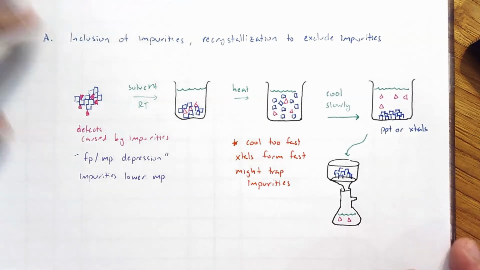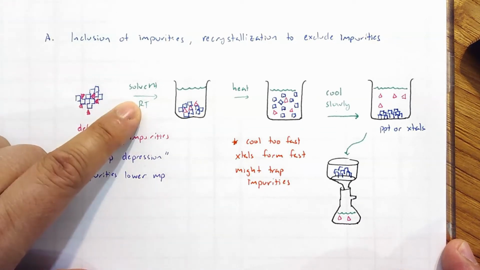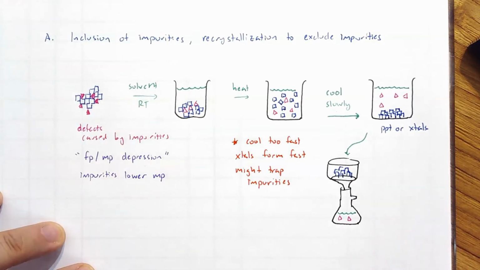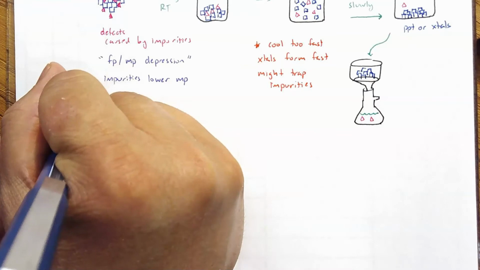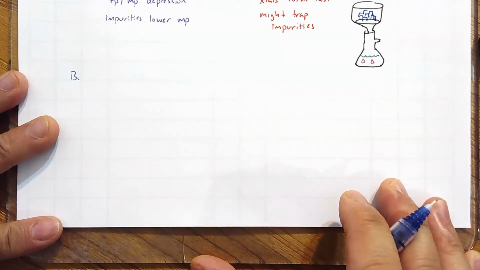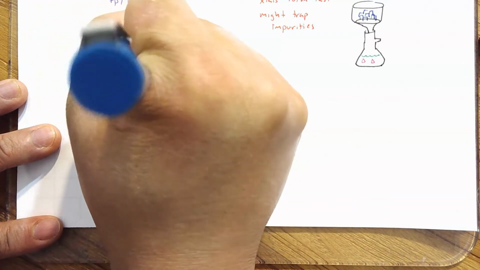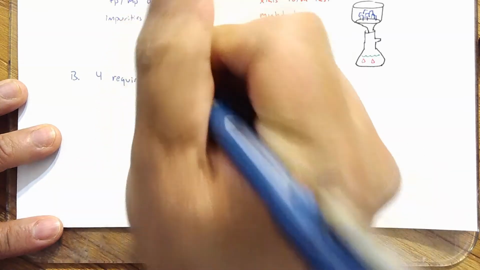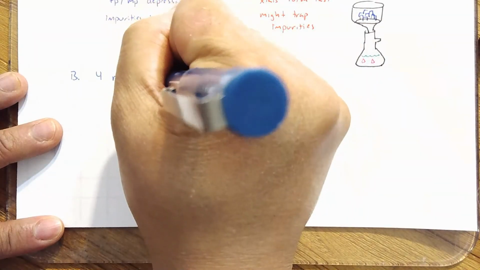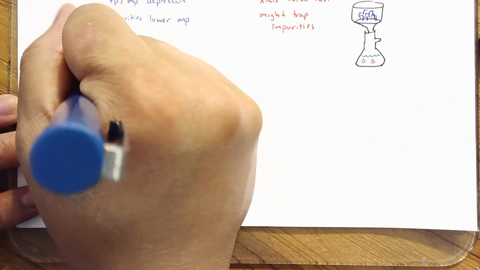The next thing I want to discuss, part B, is requirements for this solvent. What makes a good solvent? There are 4 requirements that make a good solvent. Now, a lot of times it's not going to be perfect, but this is idealized. If you could find a solvent that does these 4 things, that's great.